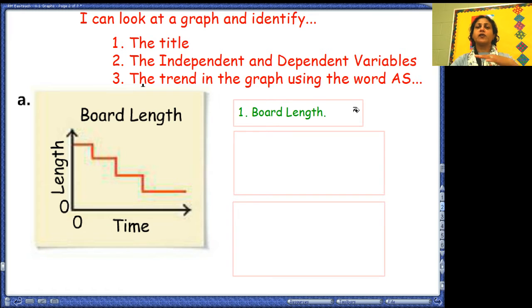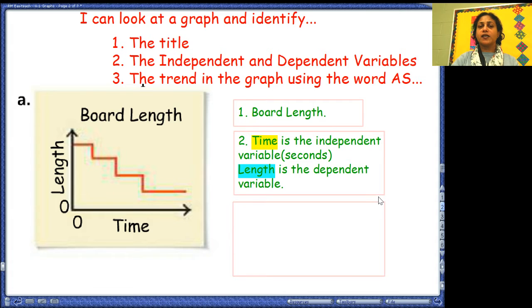The independent variable is always on the x-axis. It is the variable that is independent of anything else. In this case, the independent variable is time. And the dependent variable is the result or something that happens over time in this case. And so here we are going to say that time is the independent variable, and remember to be specific if you have information. This one is going to be in seconds, and length is the dependent variable.